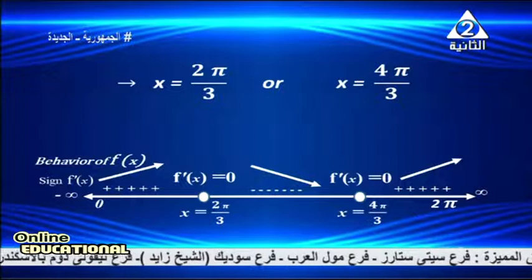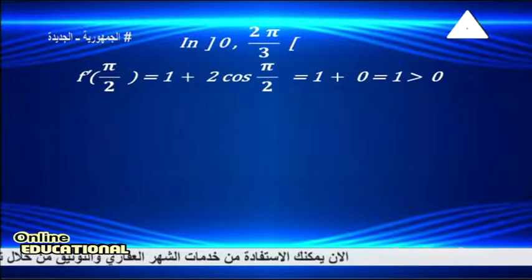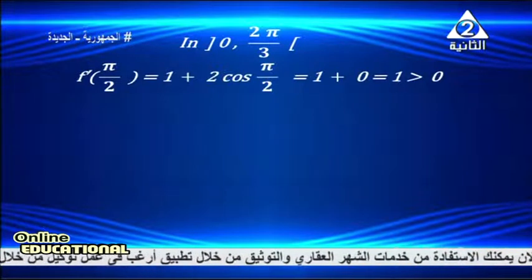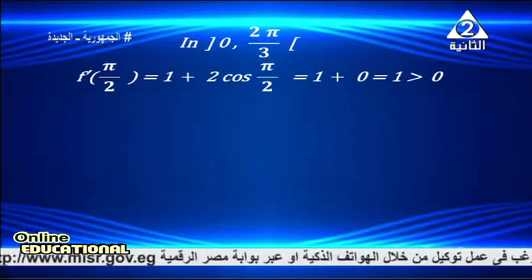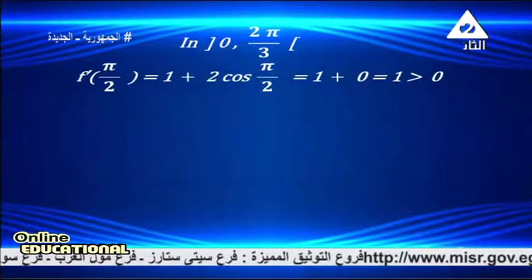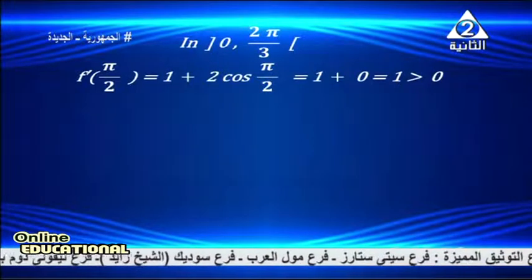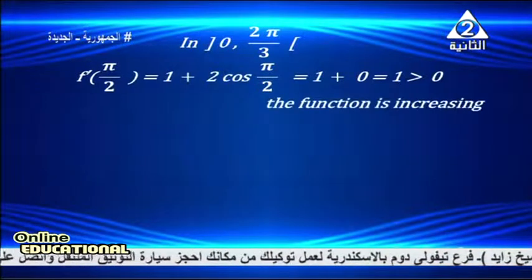We can get this sign by substitution in f'(x). In the open interval 0 to 2 pi over 3, we can choose the angle pi over 2, then f'(pi over 2) equals 1 plus 2 cosine pi over 2. We know that cosine pi over 2 equals 0, then f'(pi over 2) equals 1 plus 0, which equals 1, and 1 is a positive number bigger than 0, then the function is increasing in this interval.